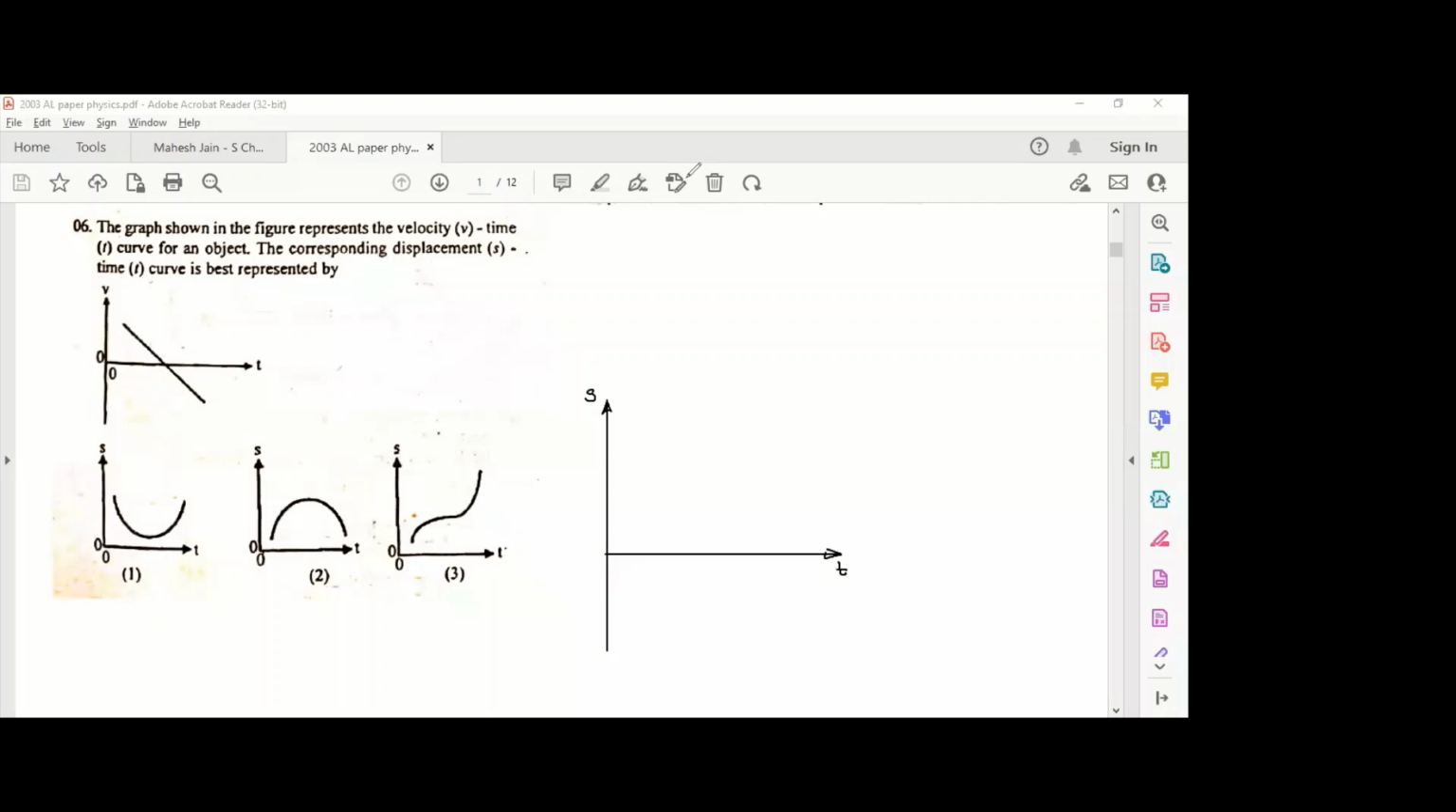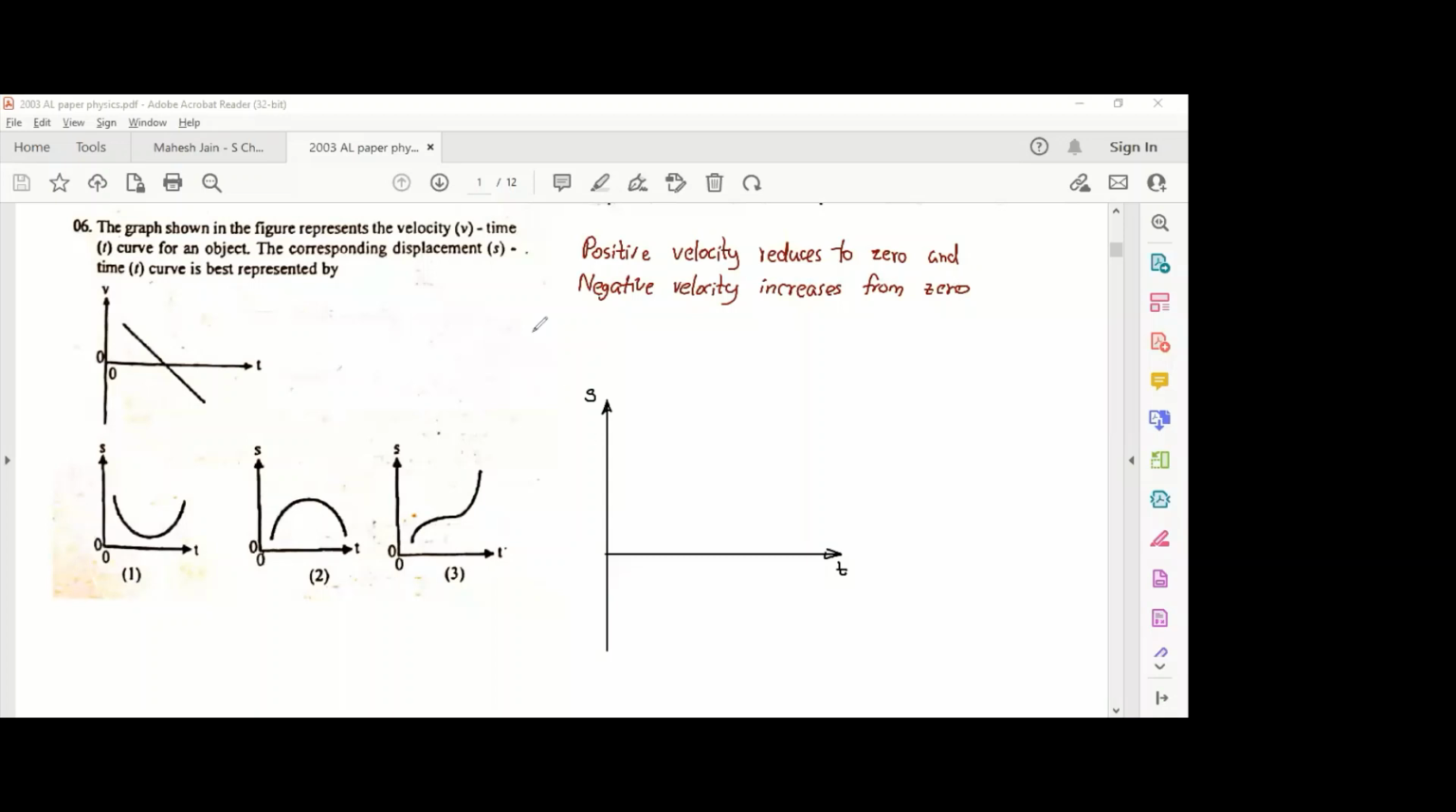So the observation from the graph is that positive velocity reduces to zero and negative velocity increases from zero.